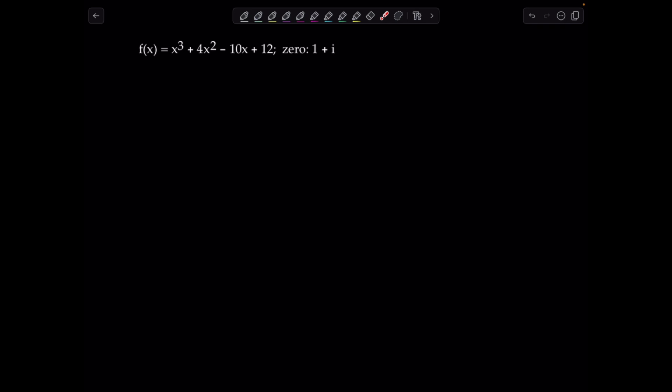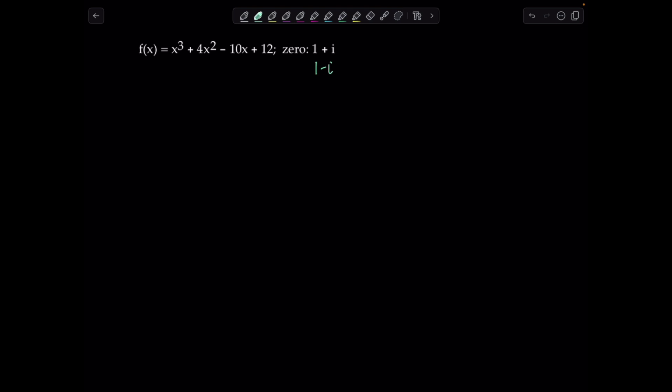Okay, here's our polynomial f of x, which is x cubed plus 4x squared, excuse me, minus 10x plus 12. And one of the zeros that they gave me is 1 plus i. So how many are there going to be total? 3, right? Very good. And that means I'm missing 2. Right off the bat, I know what else is a 0. 1 minus i. Very good.